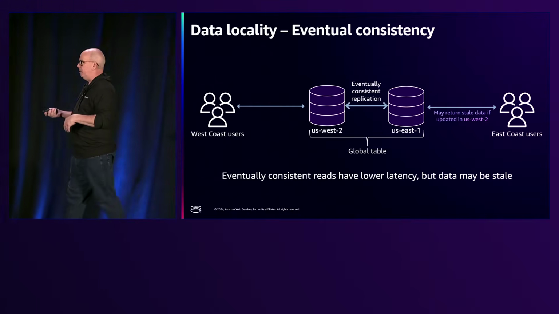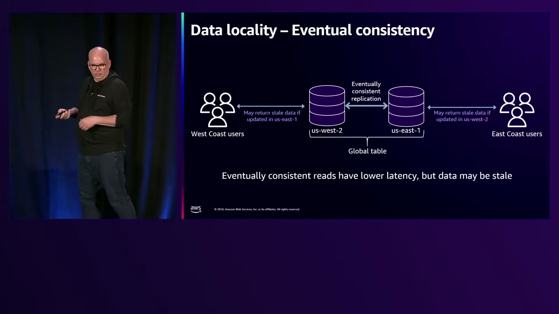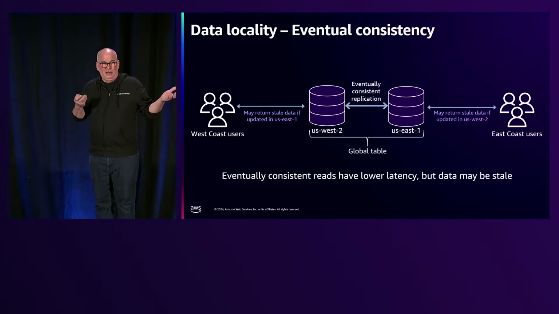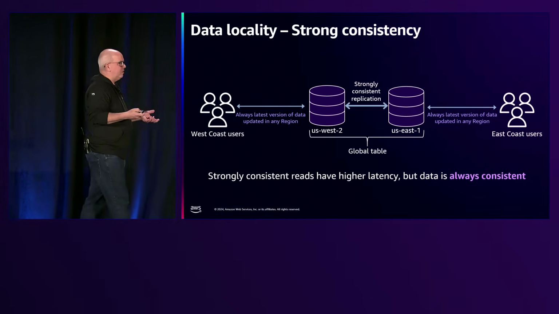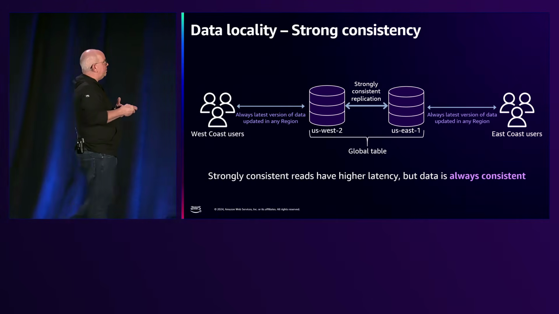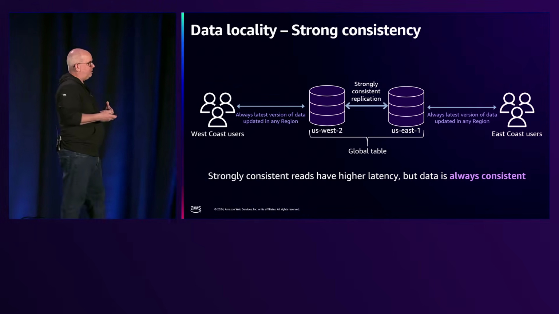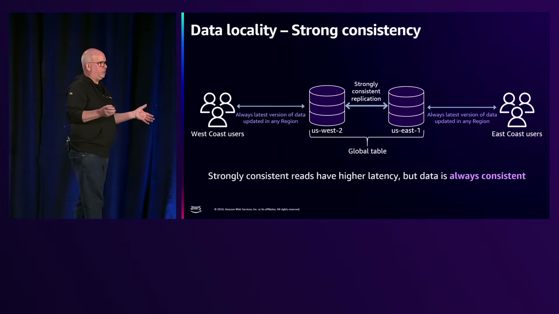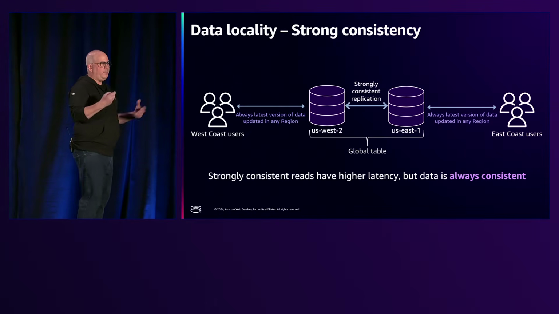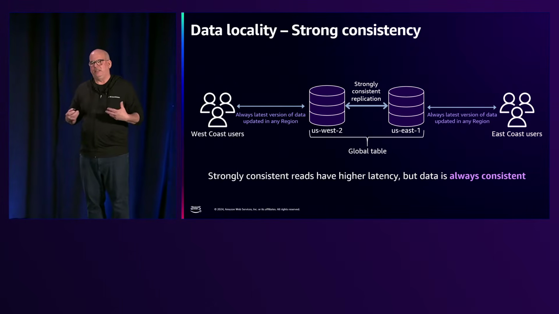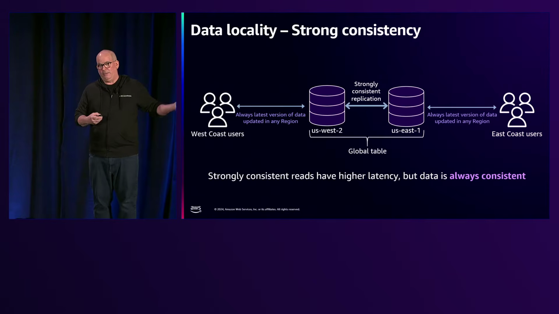I can do a consistent read and maybe something that changed in another region doesn't show up here yet, and I don't always have the latest version of it. But again, with strong consistency now, that's not going to be the case. With a multi-region, strongly consistent table, I'm always getting the latest version of data when I perform a strongly consistent read. The trade-off being the higher write and read latencies that I talked about compared to eventual consistency.